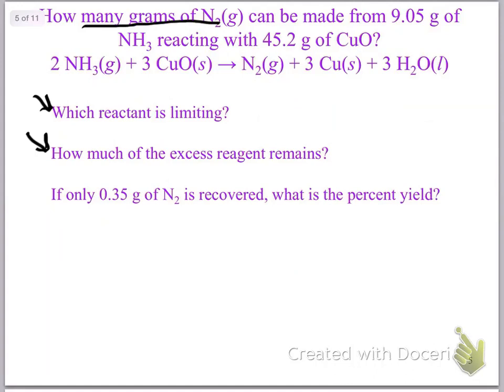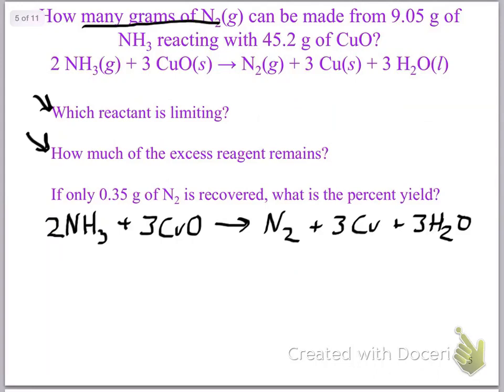But first thing we have to do is convert these initial quantities of mass into moles by dividing by the molar mass. And when you do that, I get about 0.531 moles of ammonia and 0.568 moles of copper(II) oxide. And if the reaction hasn't started yet, we are to assume we've got 0 nitrogen, 0 copper, and 0 water.